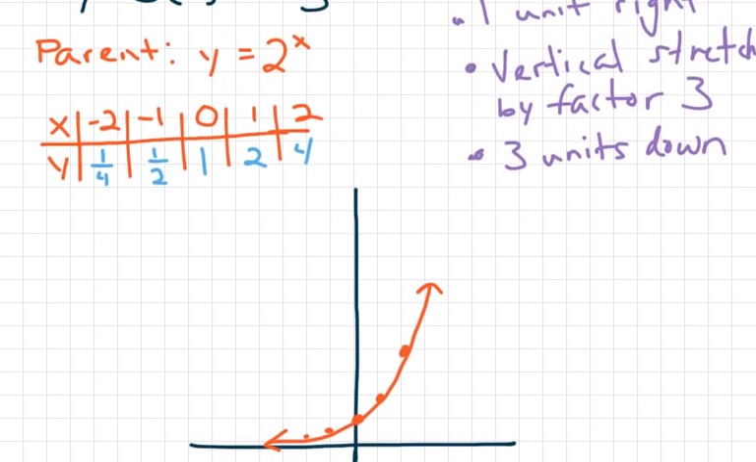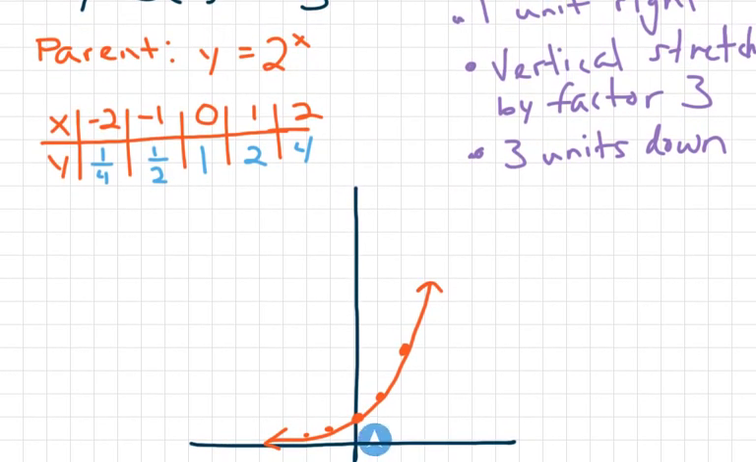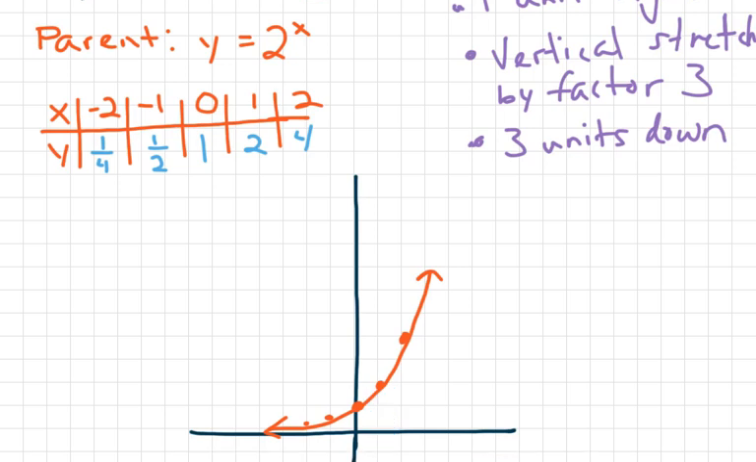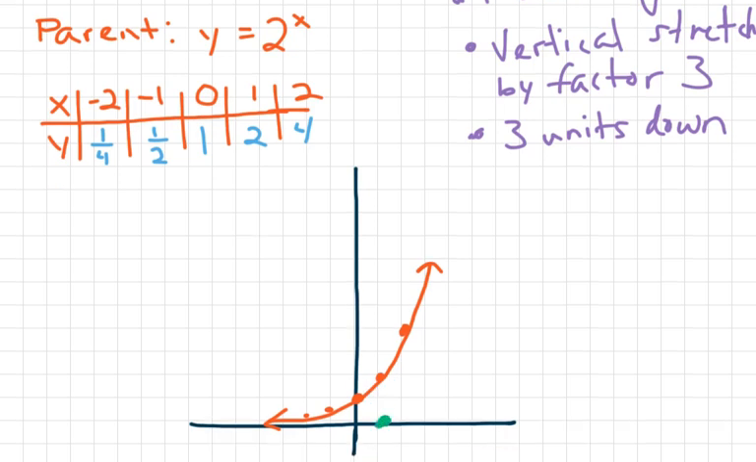Okay, so let's bring this back down here. See if I can fit it all. All right, so we're going to start with this point right here on the y-axis. We're going to go 1 unit to the right. Okay, so now we're here. Vertical stretch by a factor of 3. So right now we are 1 unit above the x-axis. So when we stretch that, it becomes 3 units. 1 times 3 is 3. So now we're here. And now our last thing is to go 3 units down. So 1, 2, 3 actually puts us back on the x-axis. So this point right here ended up right here after our transformations.